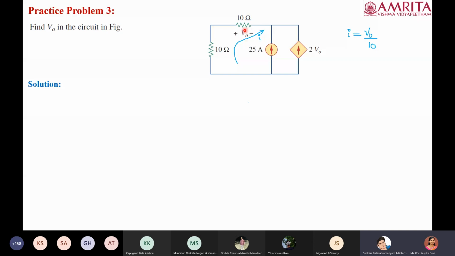So here V naught is a variable which we have to find, and if you see this particular circuit, we are having a voltage dependent current source also. That is the reason why they are asking you to find V naught. The value of this current is affected by this particular voltage. So whatever we get for V naught, twice of that V naught gives us the current of the voltage dependent current source.